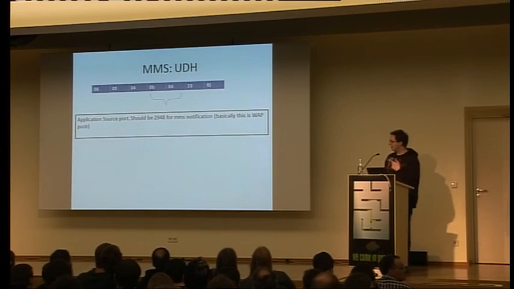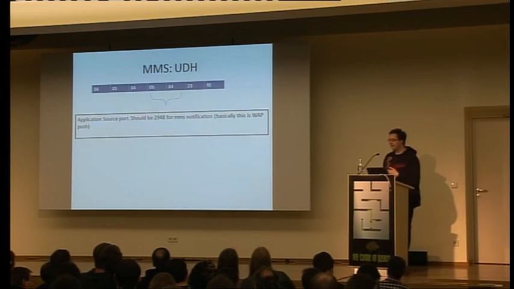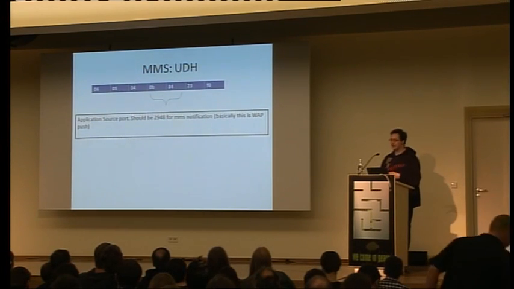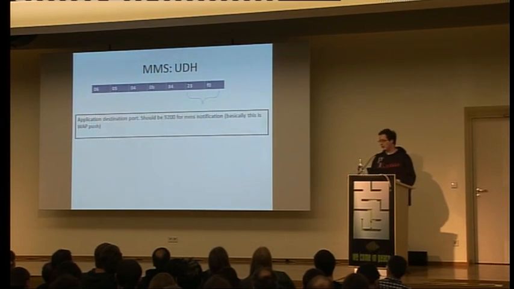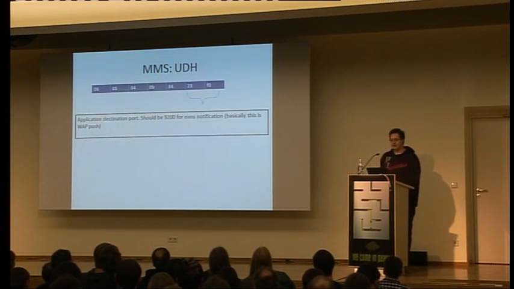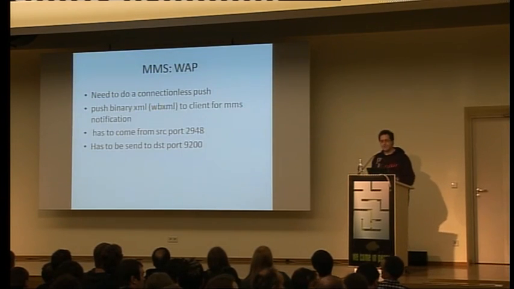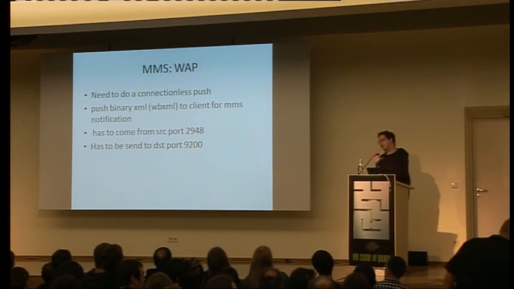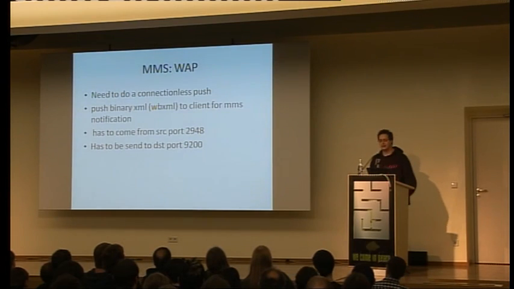And if you want the MMS specifically, or the MMS notification, then you have to have a specific source port and specific destination port. The source port is always 2948. Destination port is 9200. And that's basically the WAP push. If you look at the spec of WAP push, this stuff's pretty hairy, though, but it's all fairly well documented.